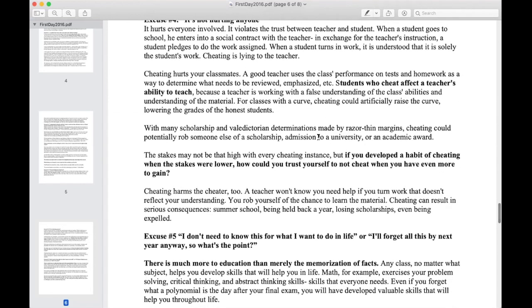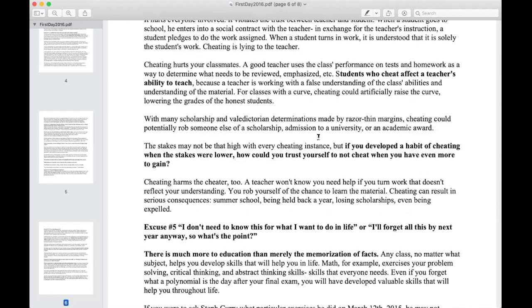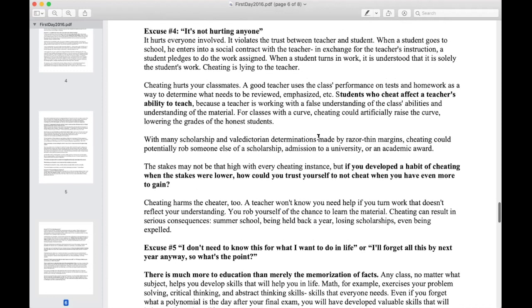Number 4 is not hurting anybody. Cheating hurts a lot of different people. It hurts really everybody involved. It hurts the student, it hurts the classmates, it hurts the teacher. Everybody is affected by cheating, because the student lies to the teacher, basically.